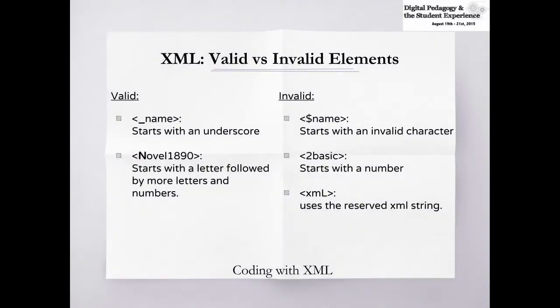Invalid name tags are shown in the examples below. The first example provides a name tag that starts with a symbol, the second one with a number, and the third one with the XML reserved name. On the other side, you see the valid names, and these are the ones that start with an underscore or with a letter.